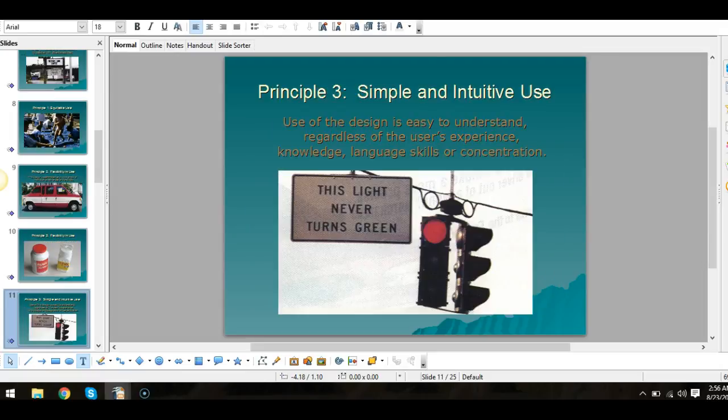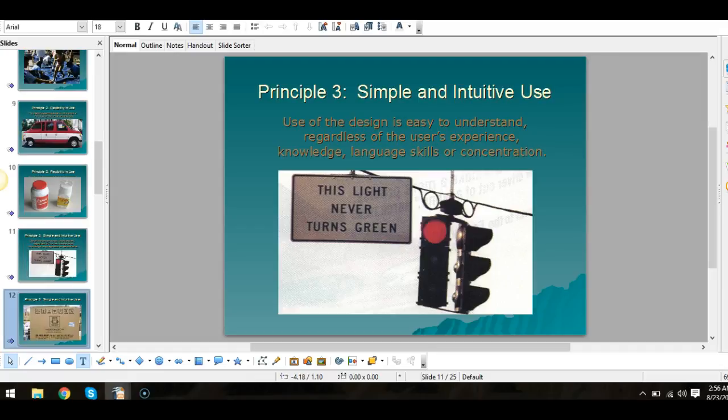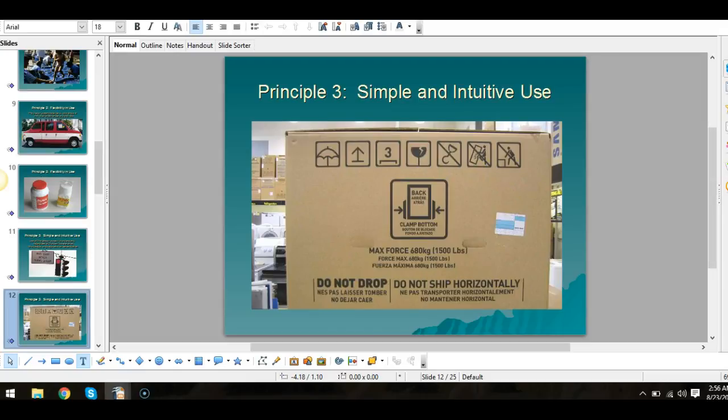Principle 3 is that the design should be simple and intuitive. The design is easy to understand regardless of the user's experience, knowledge, language skills, or concentration. There's a picture of a traffic light that has the red color, and there's a sign to it. This light never turns green, so it's simple and intuitive. I need to say that some of these images are quite sarcastic, if you haven't noticed yet.